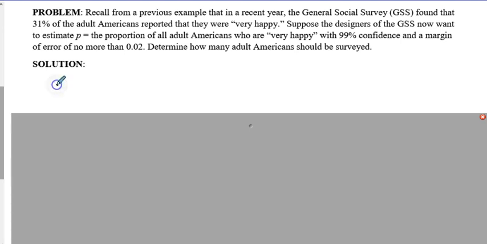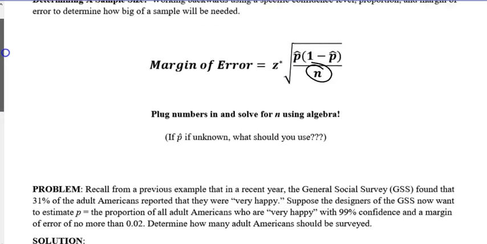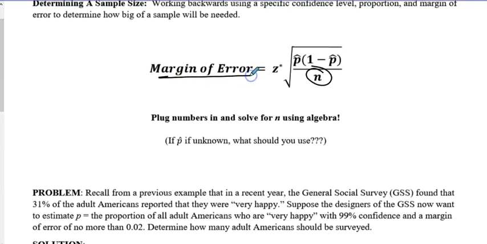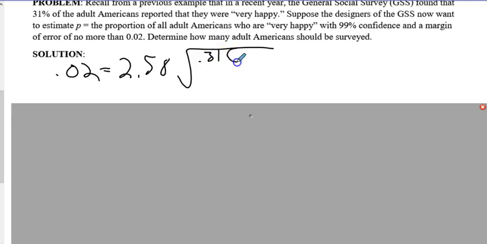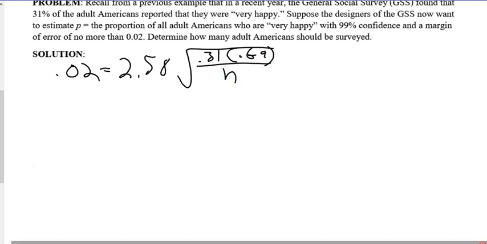So, 0.02 is our margin of error. So if you look up here, that's this, right here. Now we're just going to fill in the blank. Equal 2.58, and that number again is our z-score associated with 99%. Now we just fill in. We know it's 31%, so that makes 69% our change, and we're trying to solve for n.